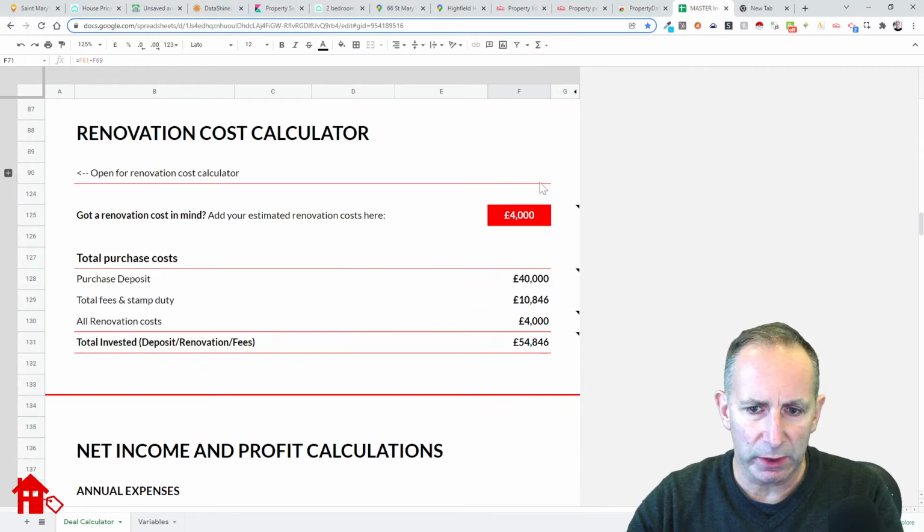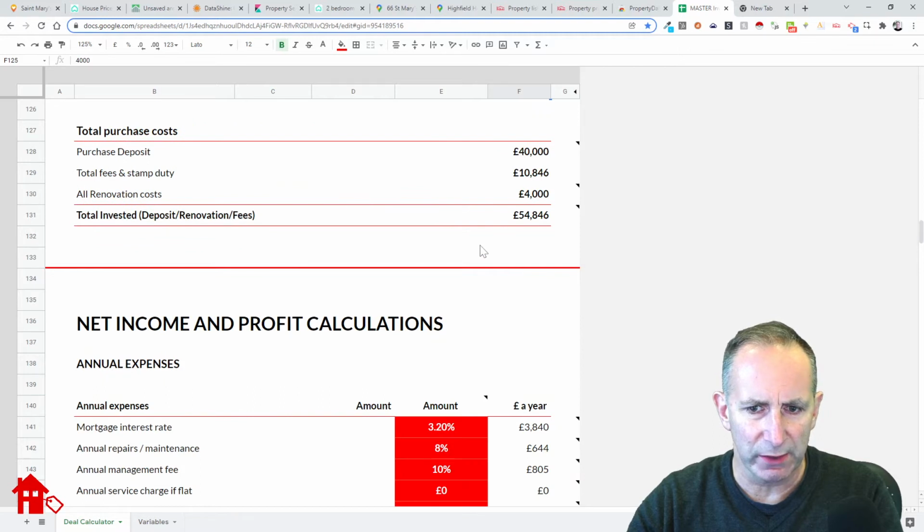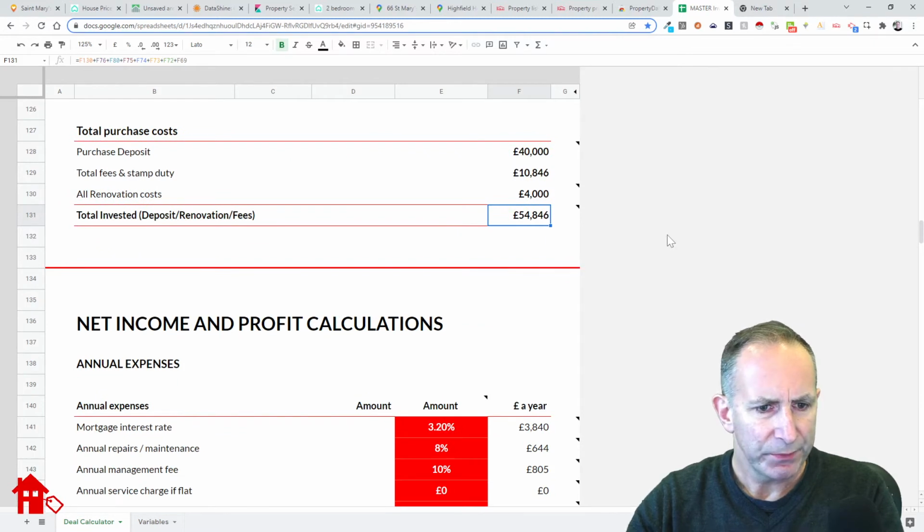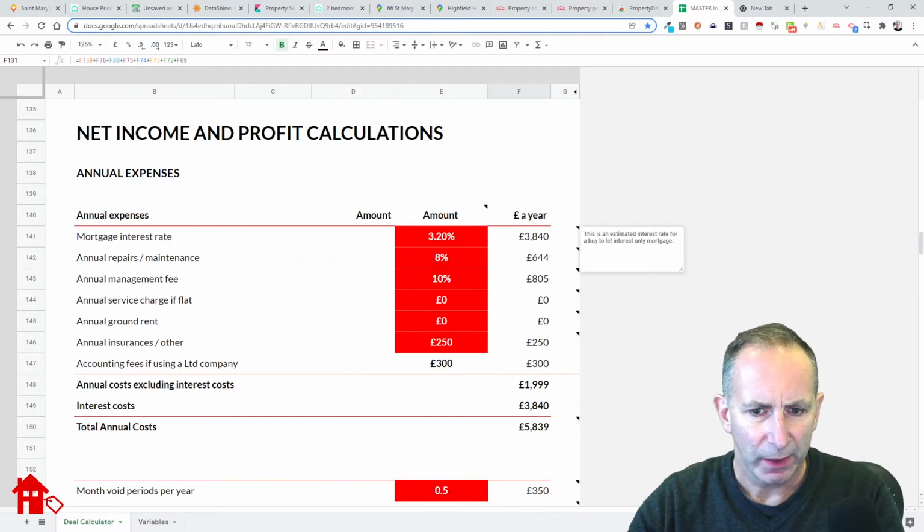Let's assume we're going to renovate this property. It needs very little renovation, so I'm going to say £4,000. So this £160,000 property needs a total cash down of 55,000 pounds, for rounded numbers.